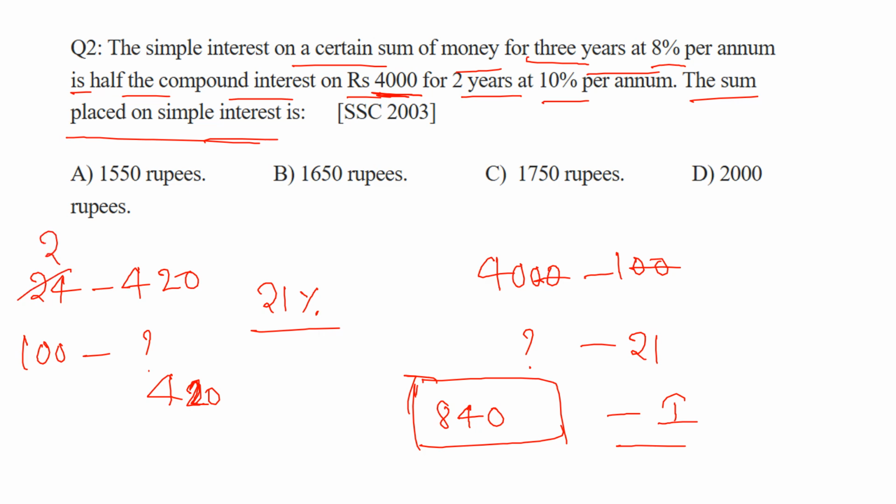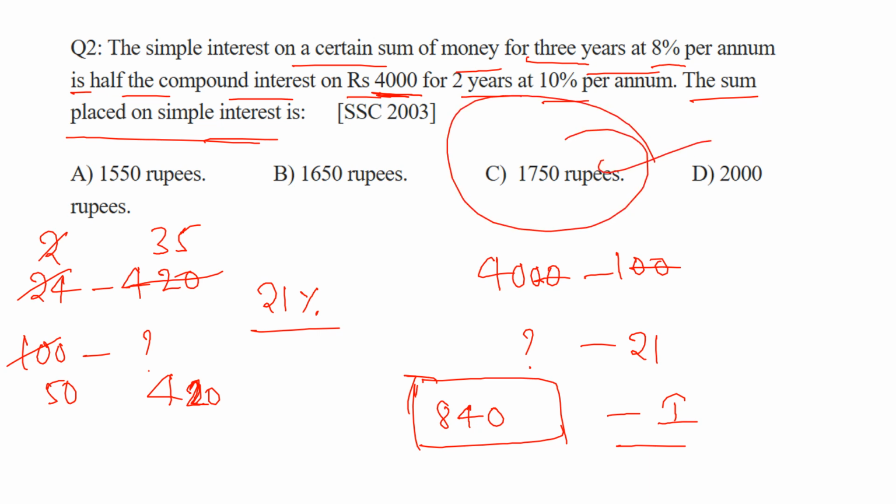2 1s are 24, 2 1 3 is 36, 2 1 5 is 60. 420 divided by 24 is 17.5, so 50 into 35. 50 into 30 is 1500, 50 into 5 is 250. 1500 plus 250 is 1750. 1750 is the sum. I hope you understand. How am I doing 50 into 35? 50 into 30 is 1500, 50 into 5 is 250, 1500 plus 250 is 1750.